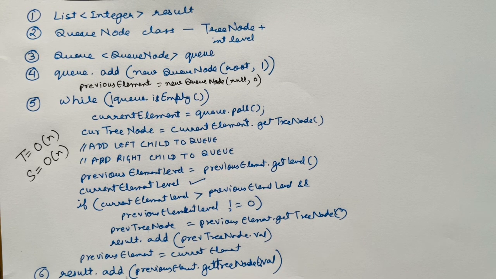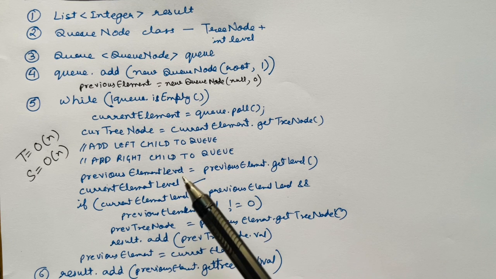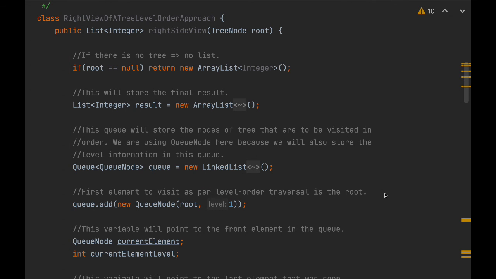Space complexity is also big O of n because we are using this queue, which will have the elements of the order of n at any point in time. Let us now go through the code for the same algorithm that we just discussed. You can also find the link to this code in the description.